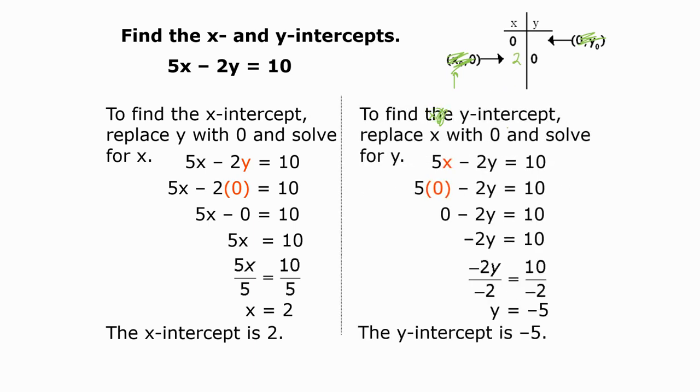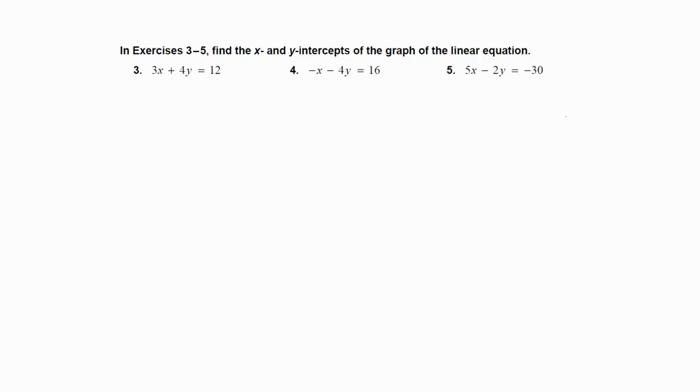Now, how about to find the y-intercept? Well, to find the y-intercept, replace x with 0, because it's just like finding the number of adult tickets. So I put in 0 for x, and I get negative 2y equals 10. Divide by negative 2, and I get y is negative 5. The y-intercept is at negative 5. And those are coordinate pairs I can use to graph. So go ahead and practice on 3, 4, and 5 on page 77.